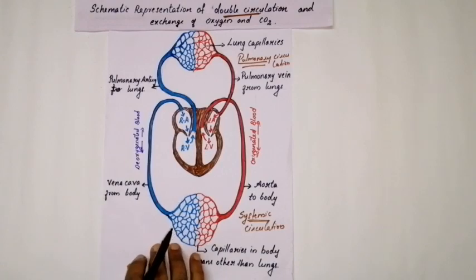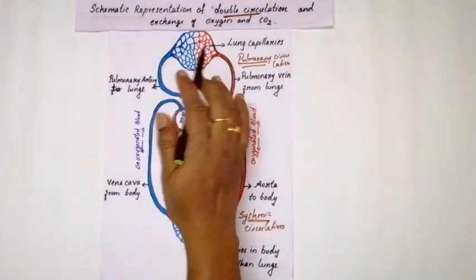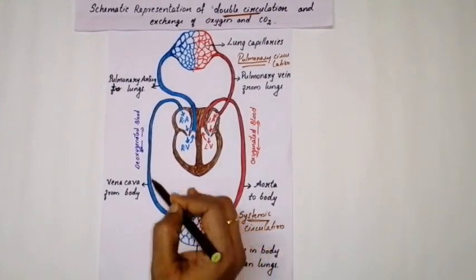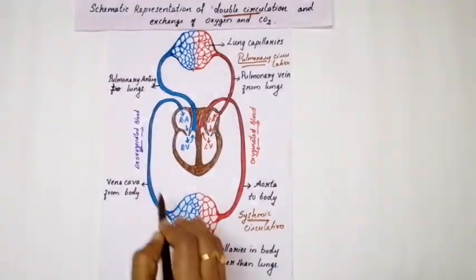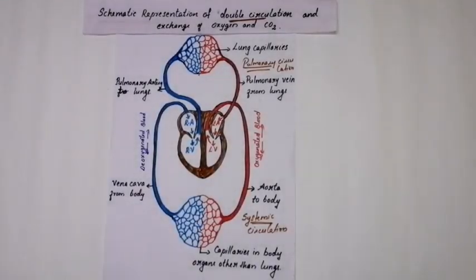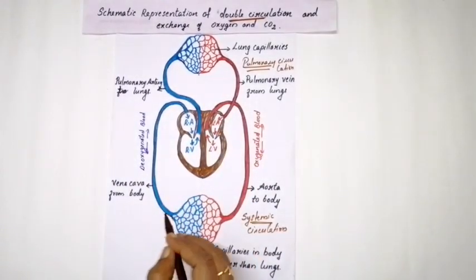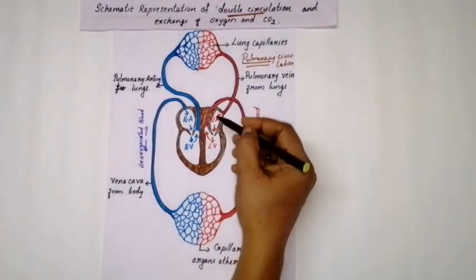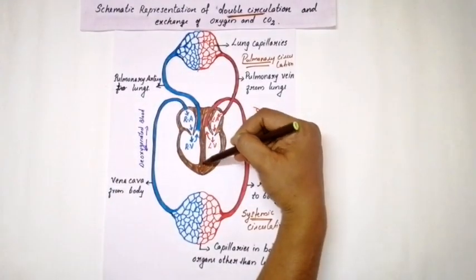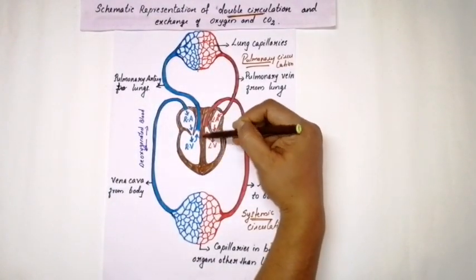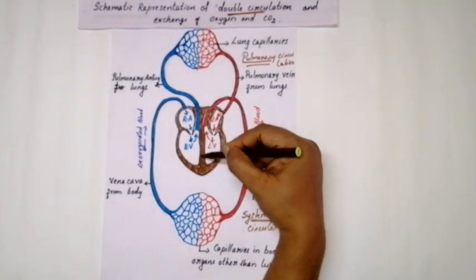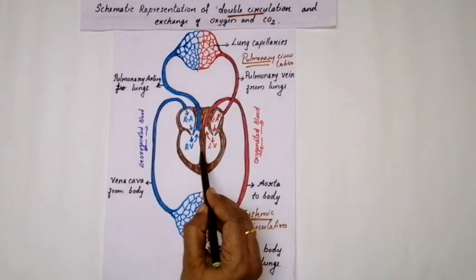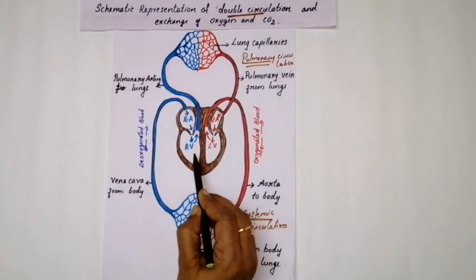You understood? Okay, so this is the schematic representation of double circulation, and from this we can understand how the exchange of oxygen and carbon dioxide takes place. This double circulation is made possible in the human heart because the human heart is completely divided into 2 halves by a septum, that we have already studied in the structure of the heart.